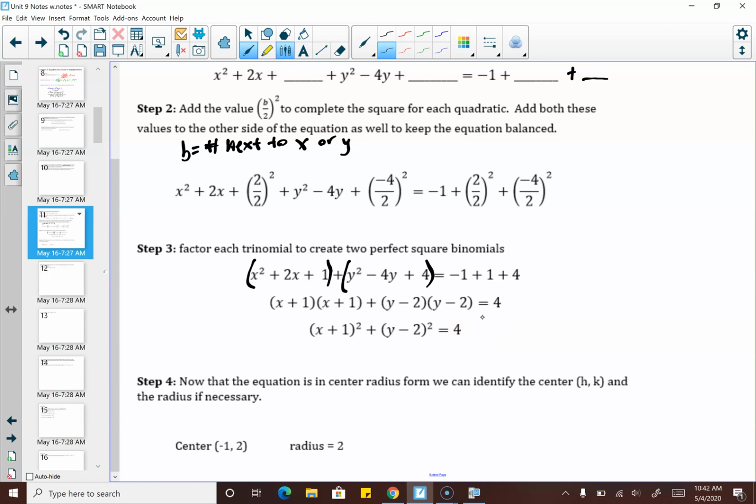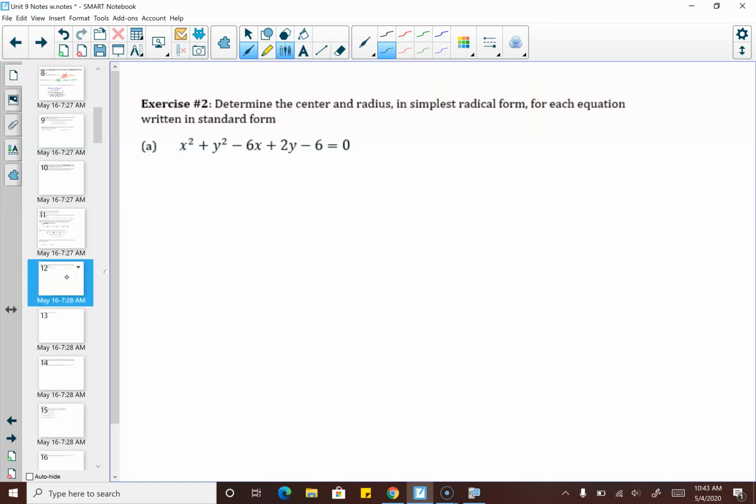Now, this is fairly detailed. It might be written a little bit different than how you prefer it. So I'm going to show you how I'm going to do all of these problems. All right, so determine the center and the radius in simplest radical form for each question in standard form.